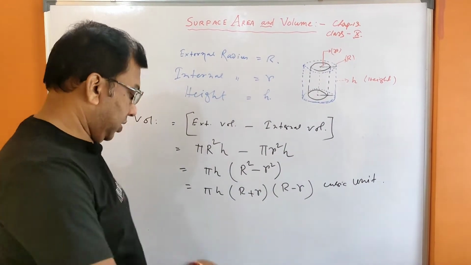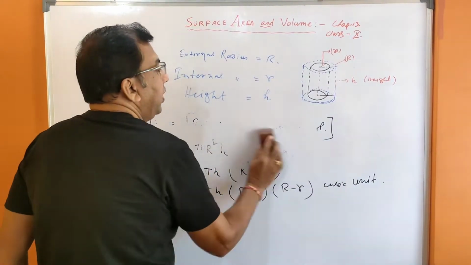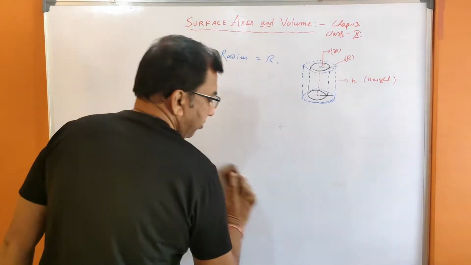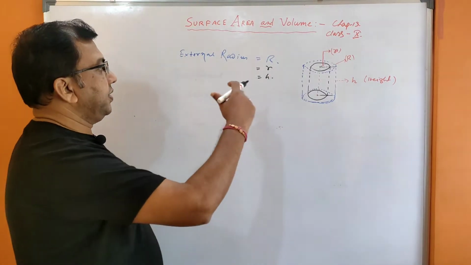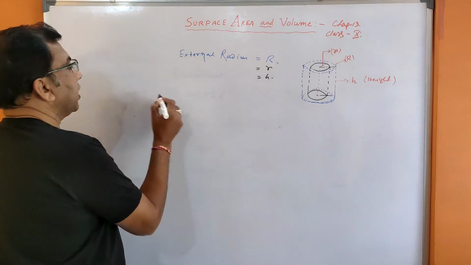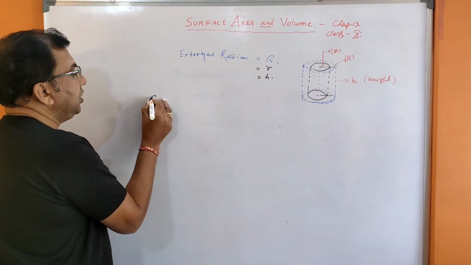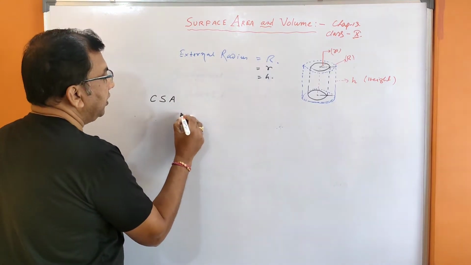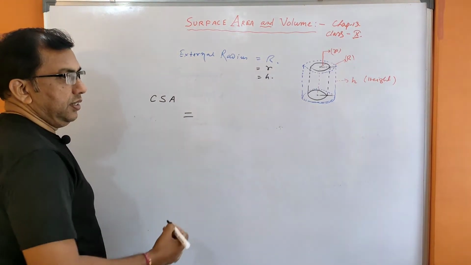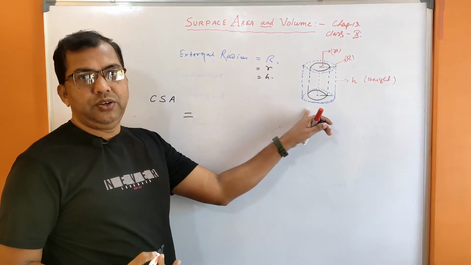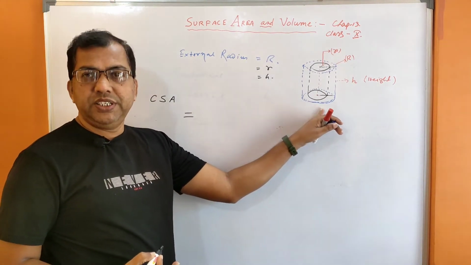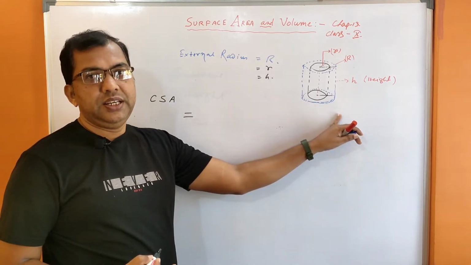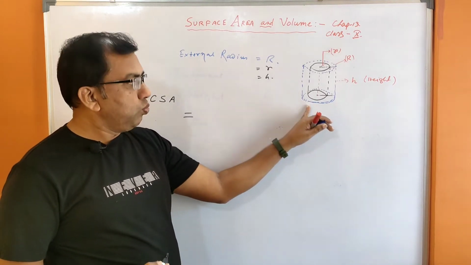Clear? Next, I will go to the surface area. Next, the curved surface area of the hollow cylinder, that is CSA. Curved surface area equals what? That means you have to find the external curved surface area plus the internal curved surface area.